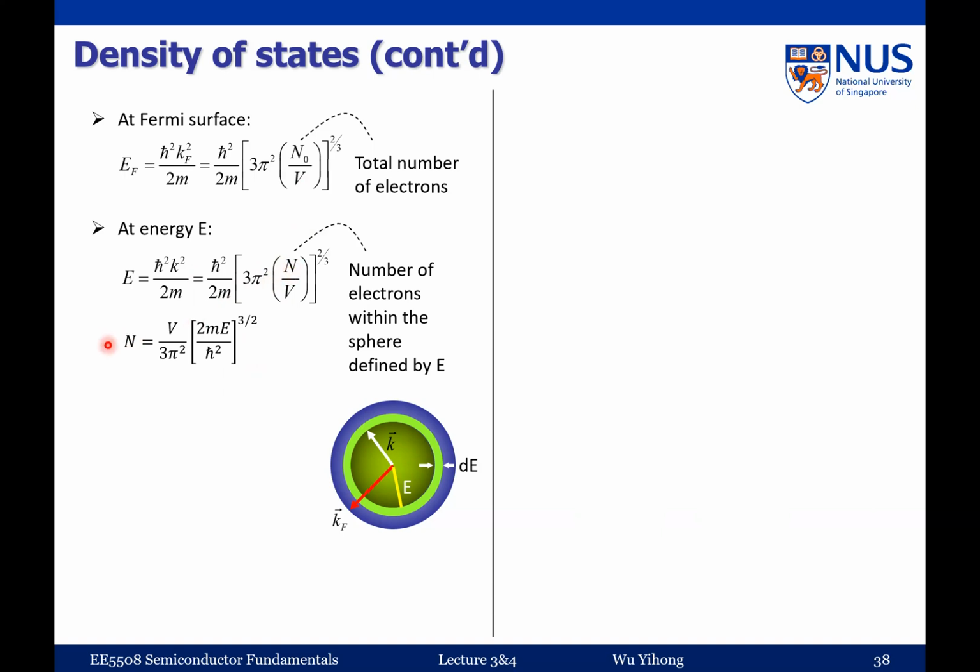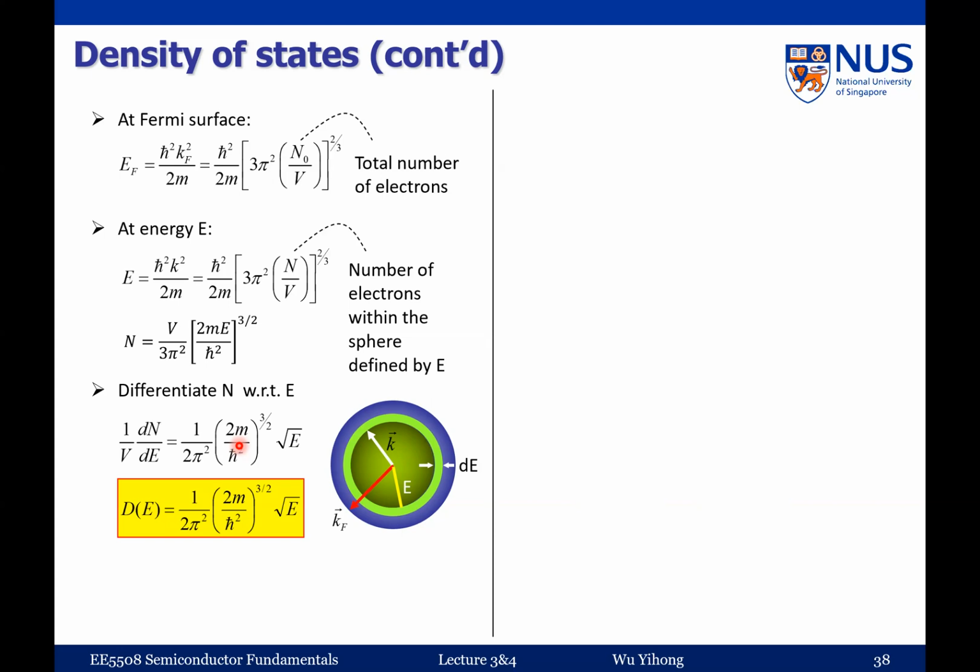and I can say N is a function of E, right? So this N and this E. So N is a function of E. Now we differentiate this one from two sides with respect to E, and then we'll get dN/dE. This V is the volume in real space. We just bring it over, so you have 1 over V here, right?